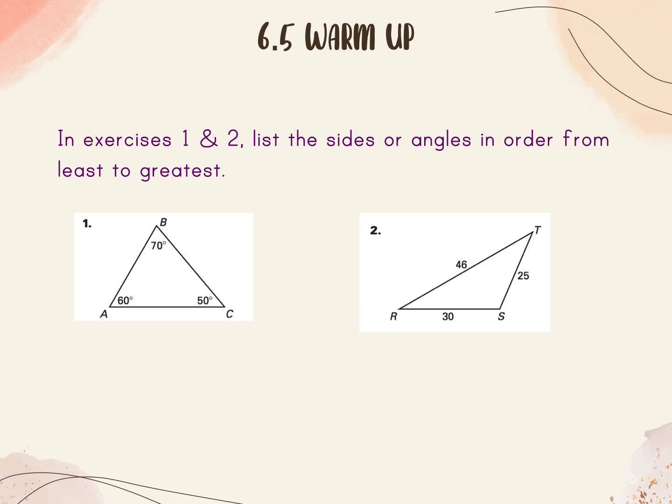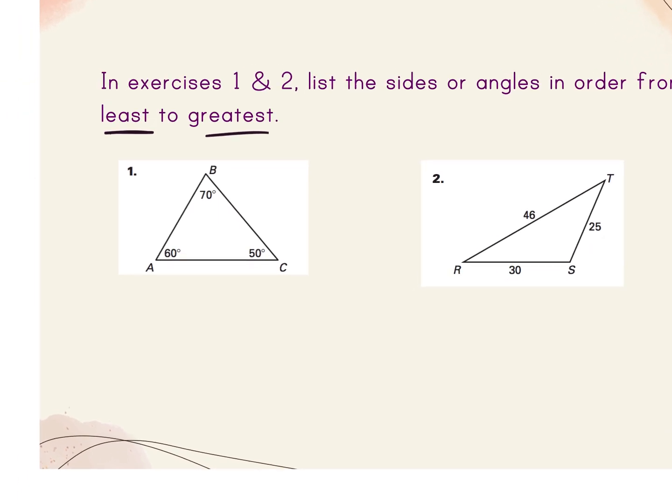All right, so for 5, it wants us to list the sides or the angles in order from least to greatest. So on the test tomorrow, make sure you read the order. It could say greatest to least on the test. So make sure you read it, because if you put it big to small and it wants small to big, you get it wrong. So in this case, it wants the smallest side first.